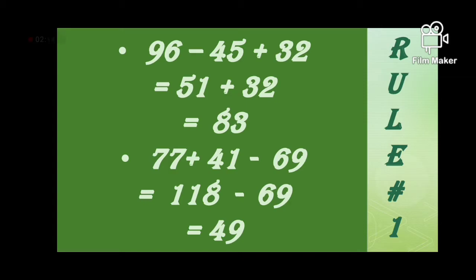It means in these 2 sums, in the first sum we have the sign of minus first and then addition, and in the second one we have addition and then subtraction, but we will follow rule number 1 and we have solved these sums from left to right and the operations solved in the sequence.